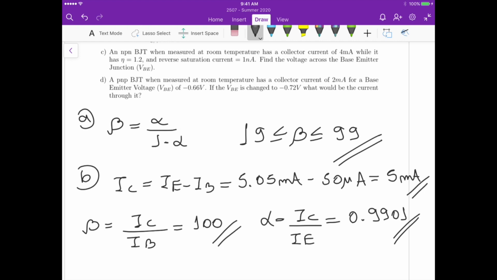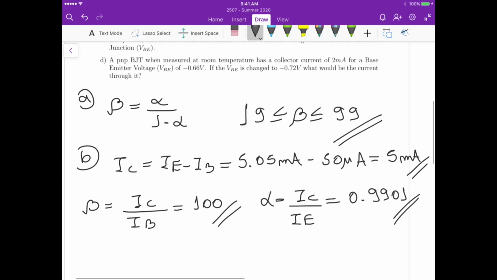Now for part C, we have an NPN BJT when measured at room temperature. This information is useful because it gives us the value of VT for room temperature, which is usually 25 millivolts. It has a collector current of 4 milliamperes, an ideality factor of 1.2, and a saturation current of 1 nanoampere. We need to find the voltage across the base emitter junction, so we need to find VBE.